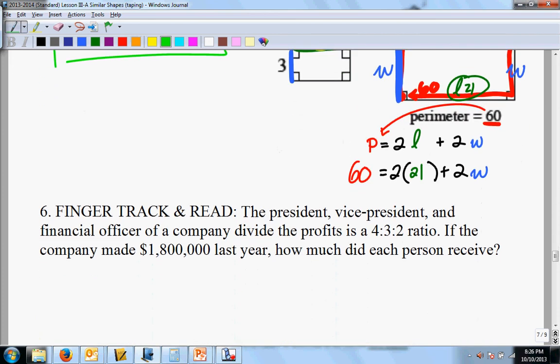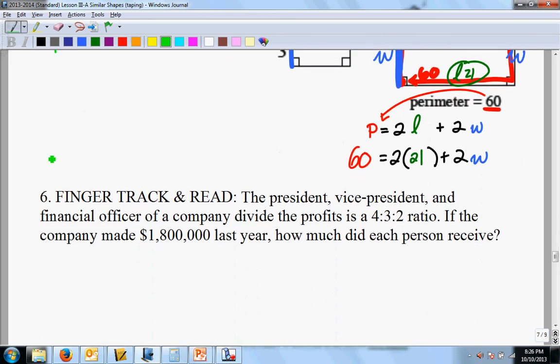It says the president, vice president, and financial officer of a company divide the profits in a ratio of 4 to 3 to 2. If the company made $1,800,000 last year, how much did each person receive?